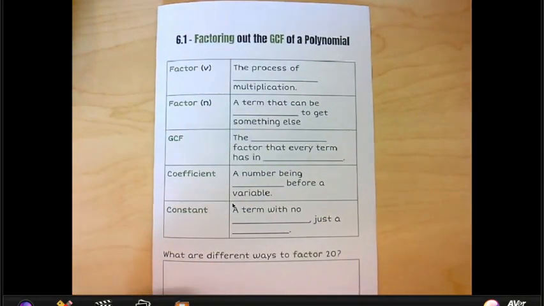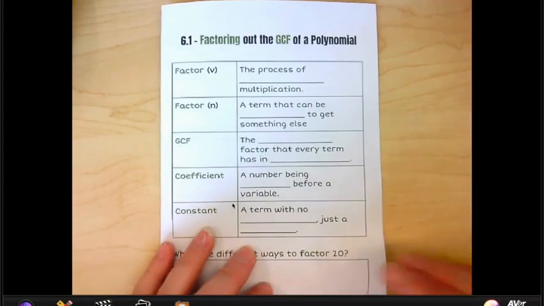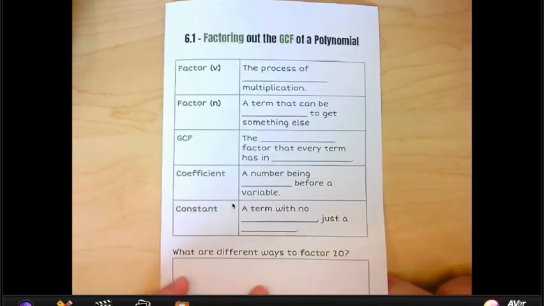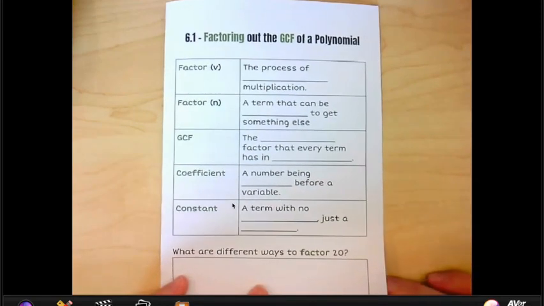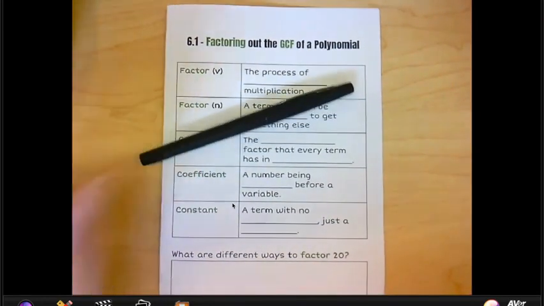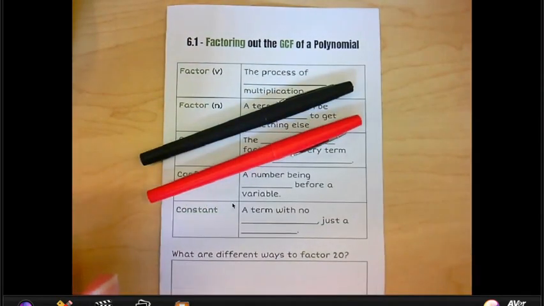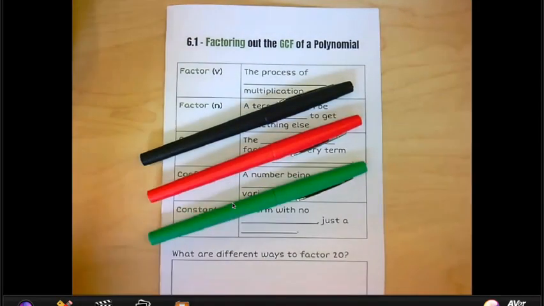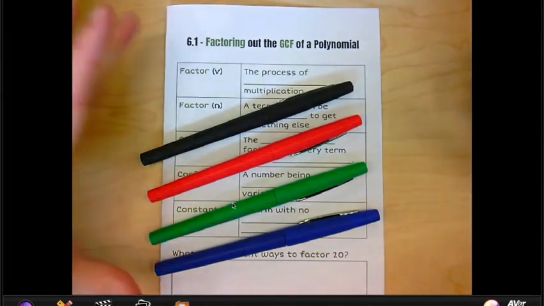Okay, please make sure that you have your 6.1 factoring out the GCF of the polynomial notes. You can find those over by the windows, or if you are with Miss Alfie or Mr. Rivera, you can ask one of them for a copy of these 6.1 notes. You will also need a regular pen or pencil, preferably a pencil, a red pen or pencil, again preferably a pencil, and a green pen or pencil. If you'd like, you can also have one additional color. I'm going to use blue at some points here.